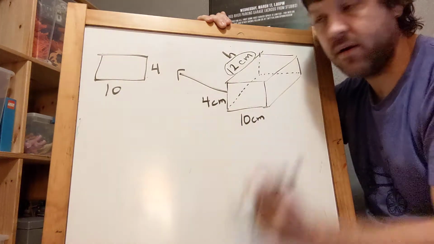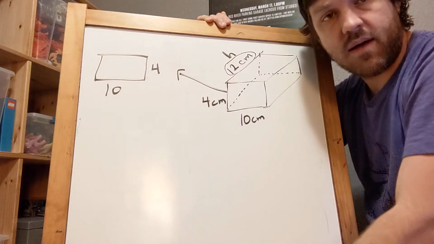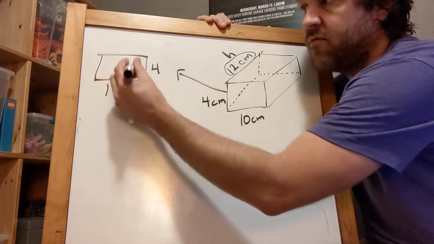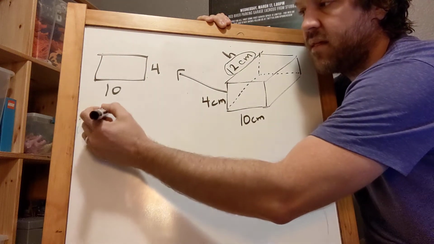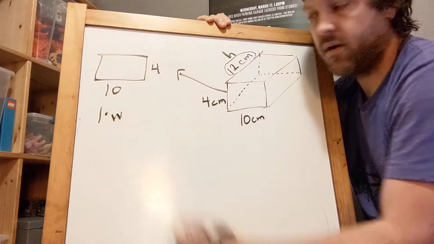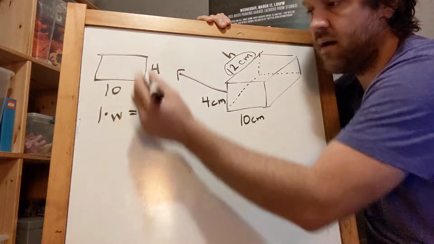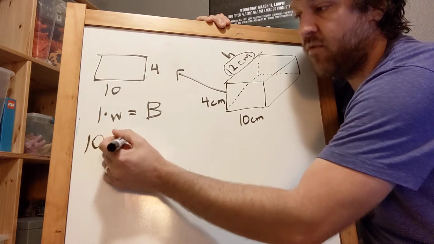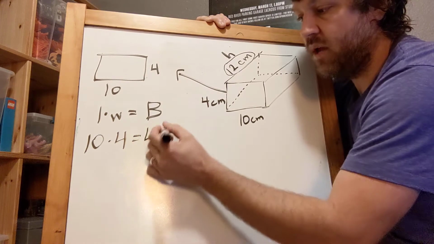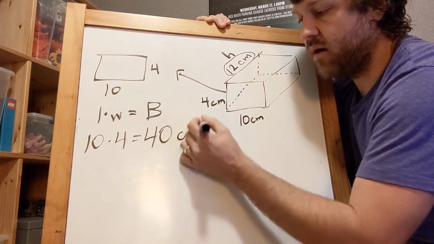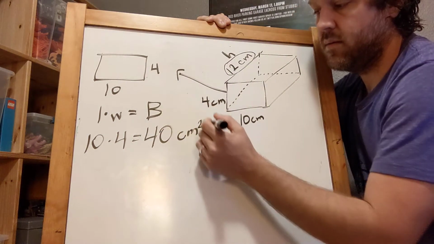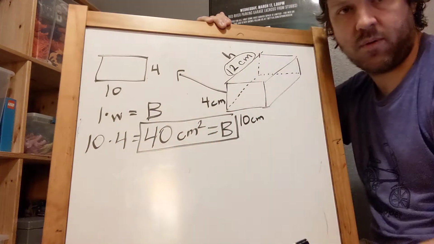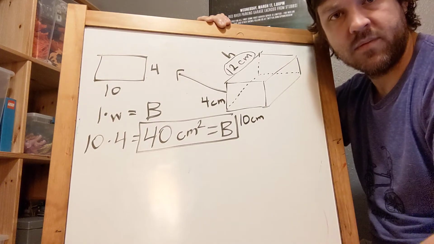We should remember, and you can have these formulas on the test, and you'll have access to them, that the area for this is going to be length times width. And that's going to be the area of that base. So I'm just going to multiply 10 times 4, and that gives me 40 centimeters squared for the B. I'm going to box that and write it very boldly because we need to know that.